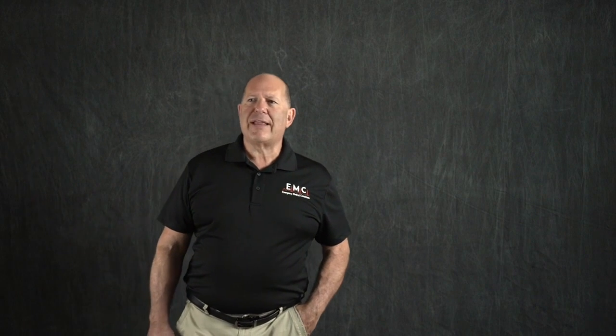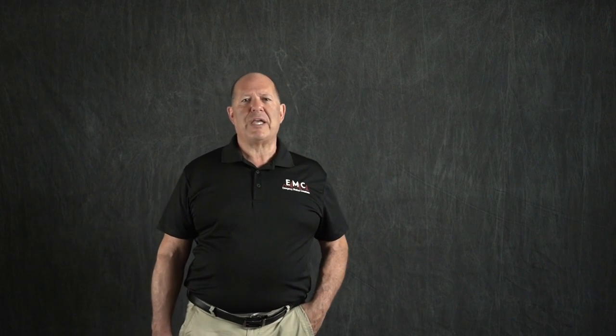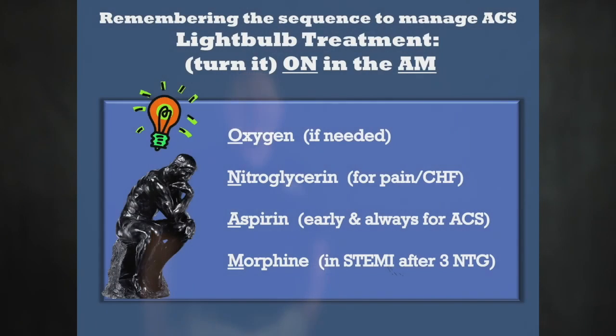So in looking at the medications we just said for treating the patient who's having a cardiac event, I used an acronym, the light bulb treatment. Turn it on in the AM. That is oxygen if needed, nitroglycerin for pain or congestive heart failure, aspirin early and always unless they're truly allergic to aspirin. Not saying, oh, my doctor said don't take it because I take Coumadin.